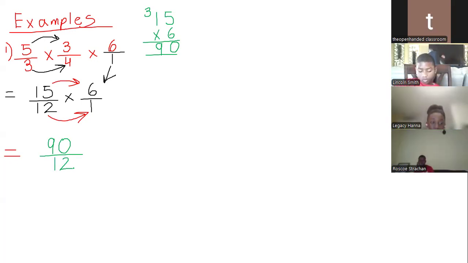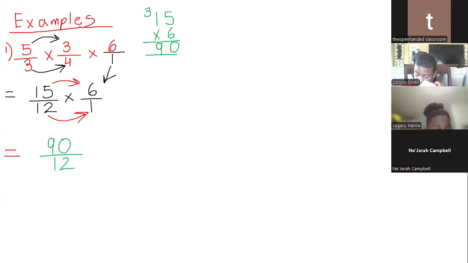We have to simplify it, right? So how about 3? 3 should be able to go into it. If 30 goes into it, then 60 can go into it, then 90 can go into it. That's how it works. Well, let's try 6 then. 6 should be able to go into both of them.